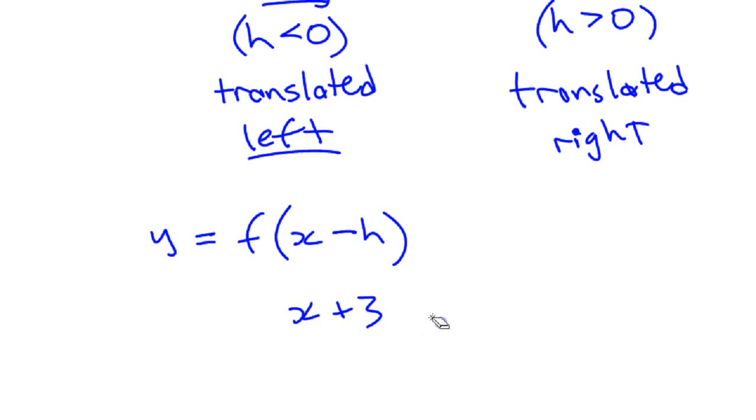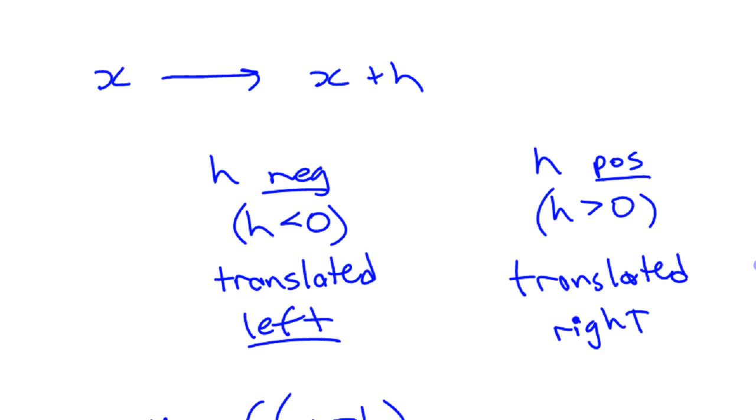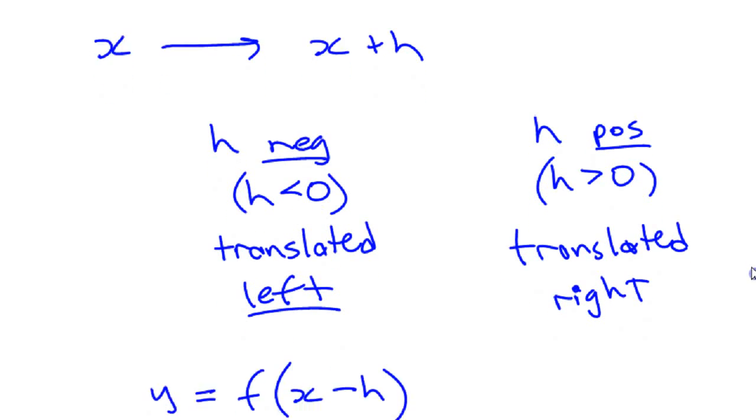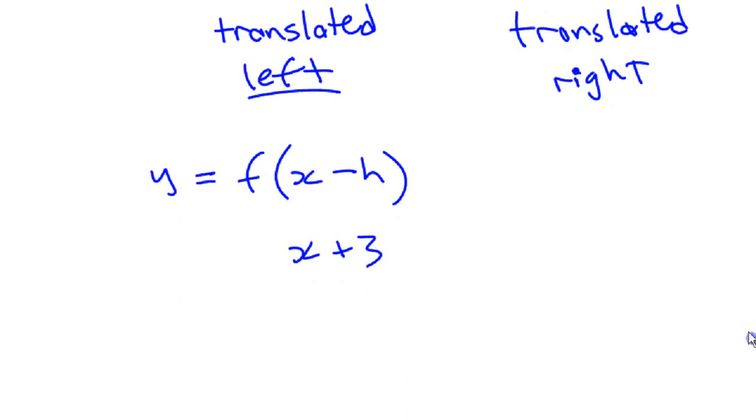So that's a bit tricky. Just watch carefully and think about specific numbers when you're trying to decide what happens. All right? That's horizontal translations.